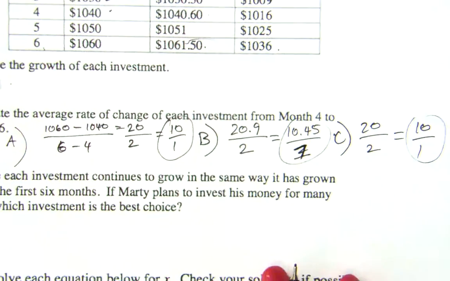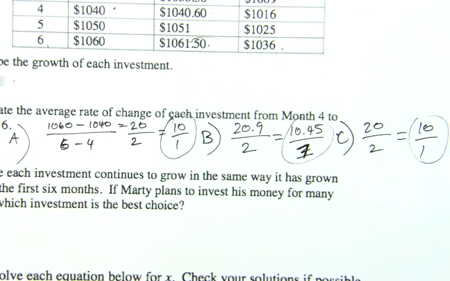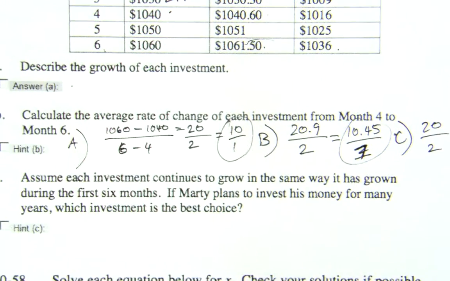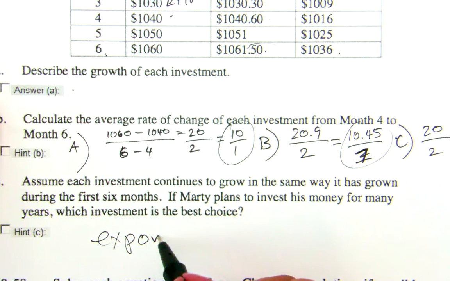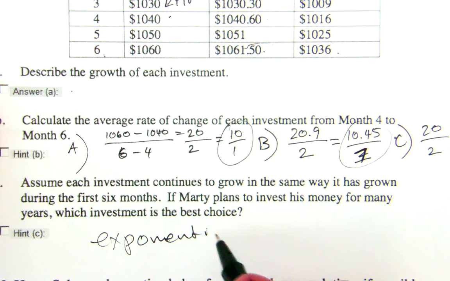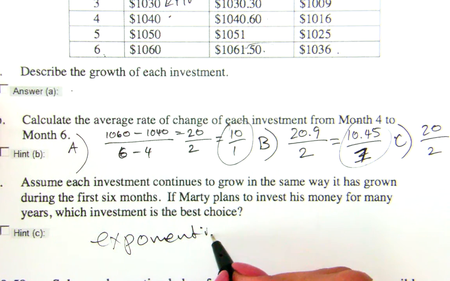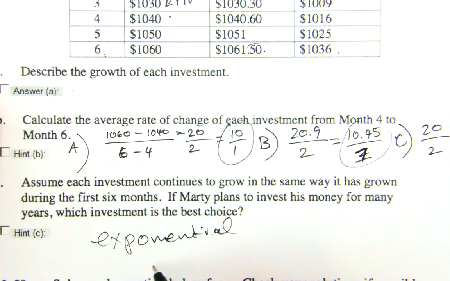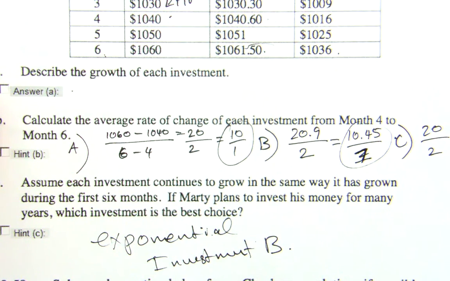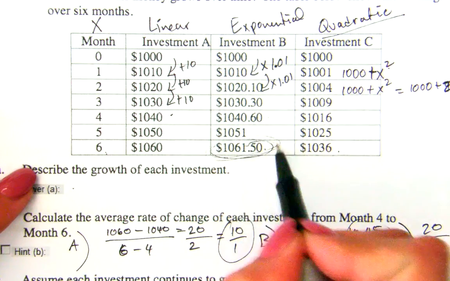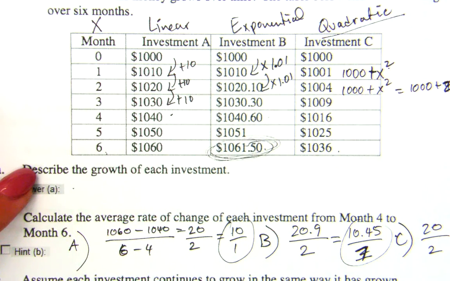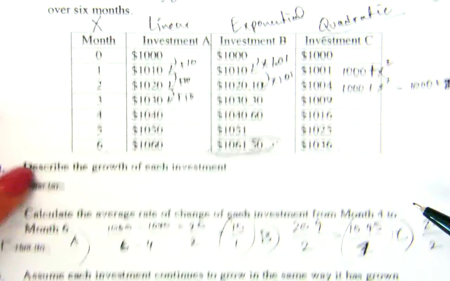Assume each investment continues to grow in the same way it has grown during the first 6 months. If Marty plans to invest money, which investment is the best choice? Exponential, because exponential always is going to grow the fastest. Exponential, or better known as investment B, since it's exponential, grows much faster, as you could tell, because obviously by the 6th month, investment B is much higher than the other two.